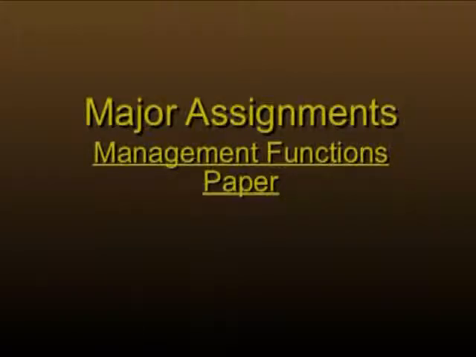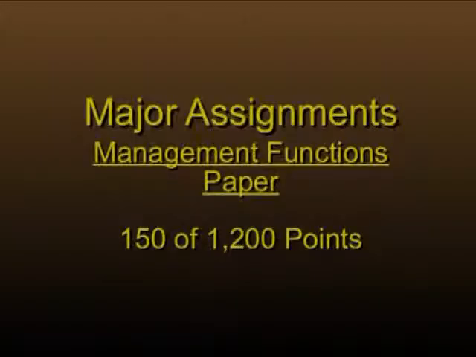You'll choose one of the management functions of planning, organizing, leading, and controlling, and write a 6 to 7 page paper examining how that function works at your current place of employment or at an organization that you're familiar with. You can use interview, newspaper, and journal articles, as well as book or academic web references to research your papers. You must use the APA format and include at least 6 references in that paper. Now, the functions of management paper is worth up to 150 of the 1,200 course points.